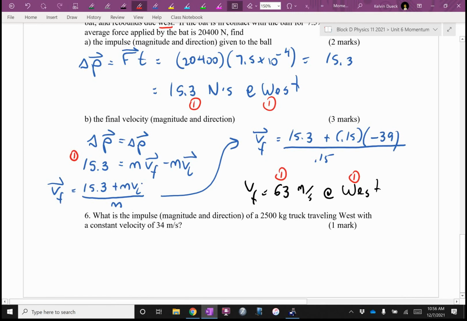What's the answer to number 6? Why is it 0? Impulse means a changing velocity. If you're at a constant velocity, impulse is a changing momentum. If you're at a constant velocity, is your momentum changing?